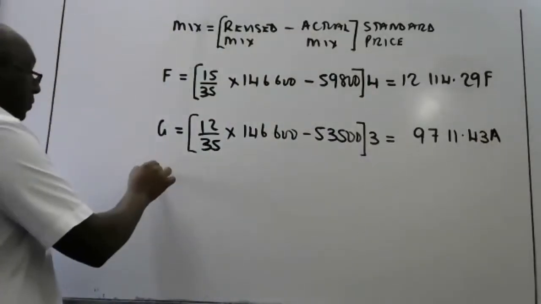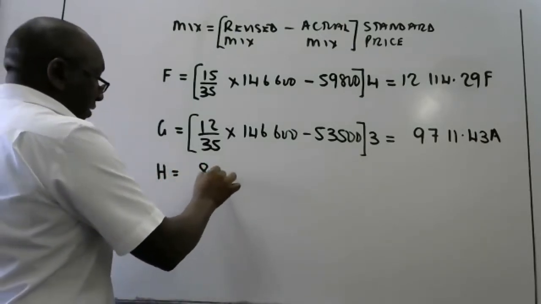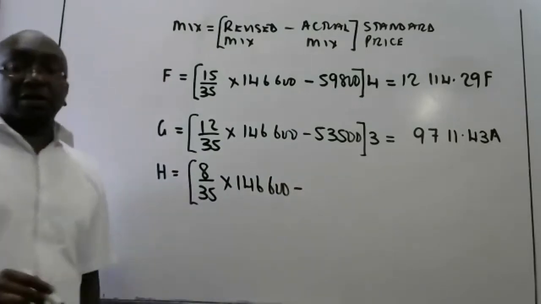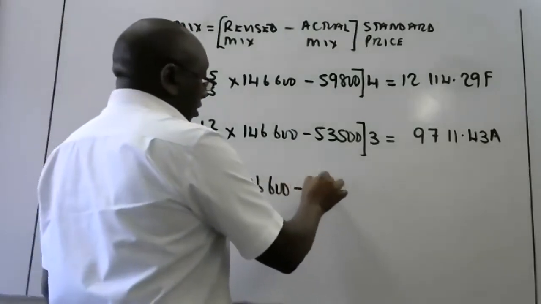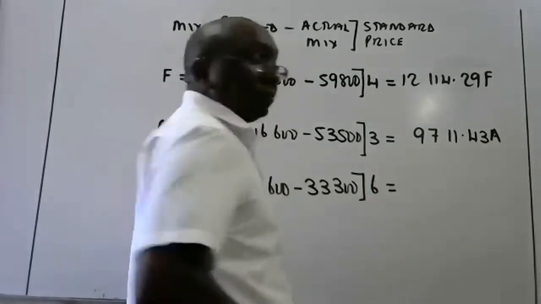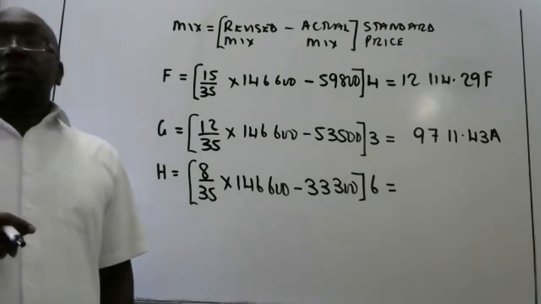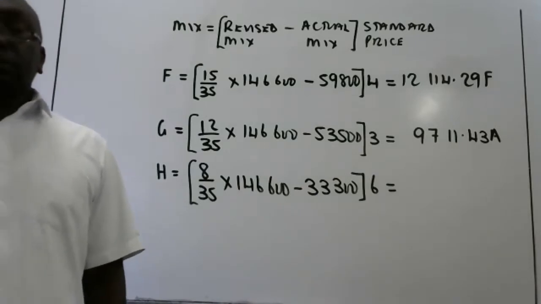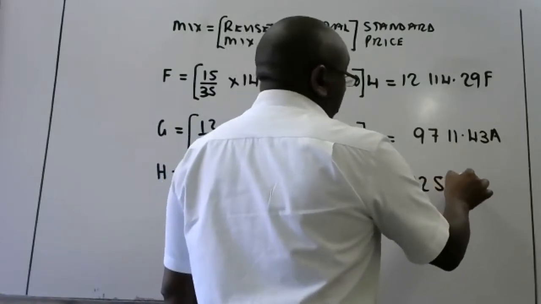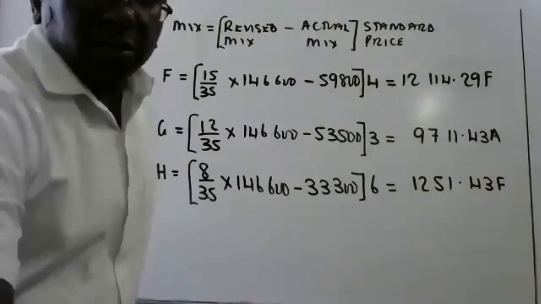Let's go to H. H was supposed to bring what? 8 in a total of 35 times 146,600. And it brought what? 300. At a standard price of 6. The answer is 1,251.43. Favorable or adverse? Favorable. So combine them.